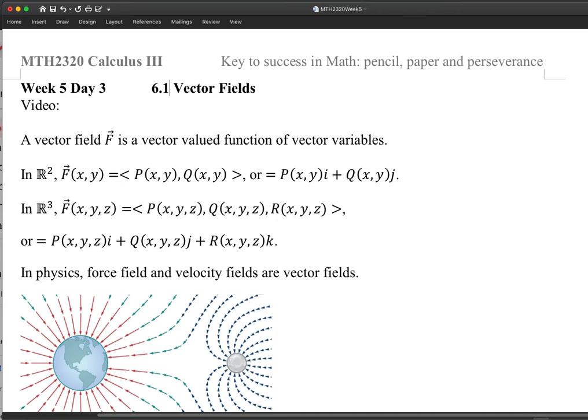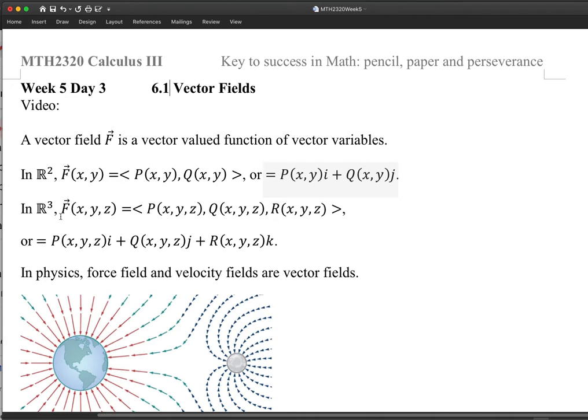A vector field is a vector valued function of vector variables. In the two-dimensional case, a vector field is a function of a vector, x and y. Consider x and y as a vector. So it has two components, along the x direction and the y direction. P is a function of x and y. Q is also a function of x and y. This is a two-dimensional vector field.